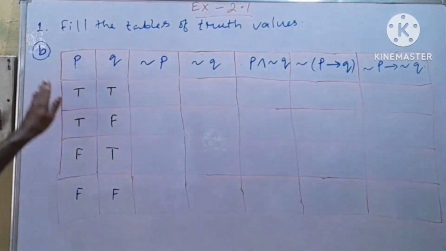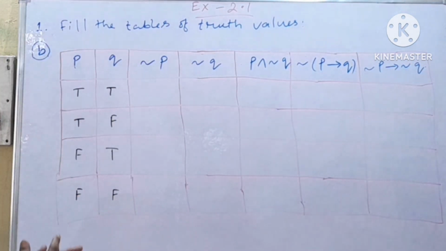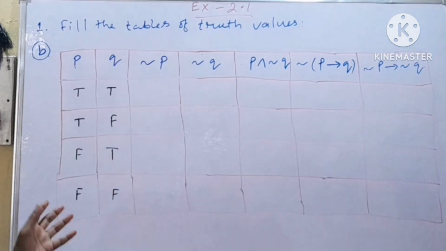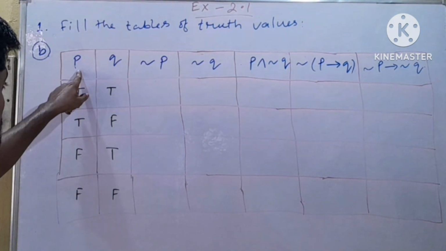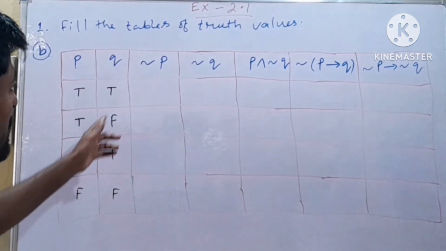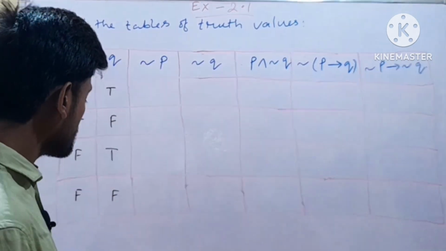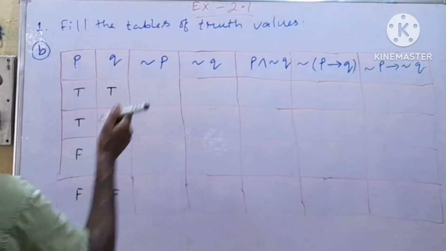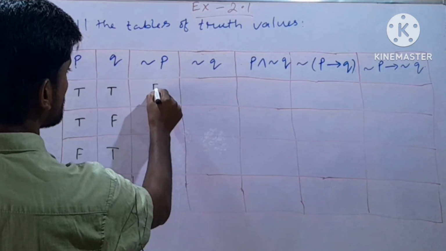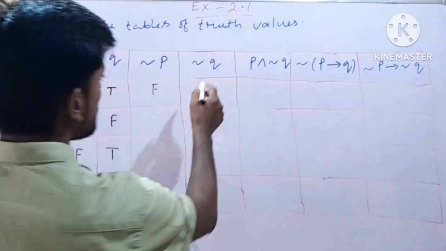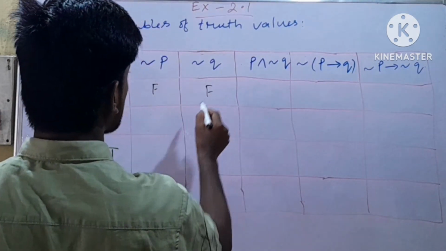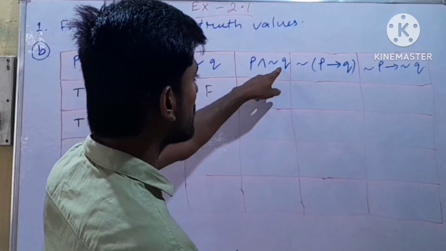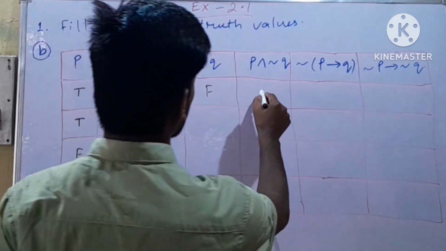Next, number B, here the table is given, we have to fill this table. So let's see, statements P and Q are given. Negation of P, since P is true, so negation of P will be false. Since Q is true, negation of Q will be false. P true, negation of Q is false, so conjunction will be false.